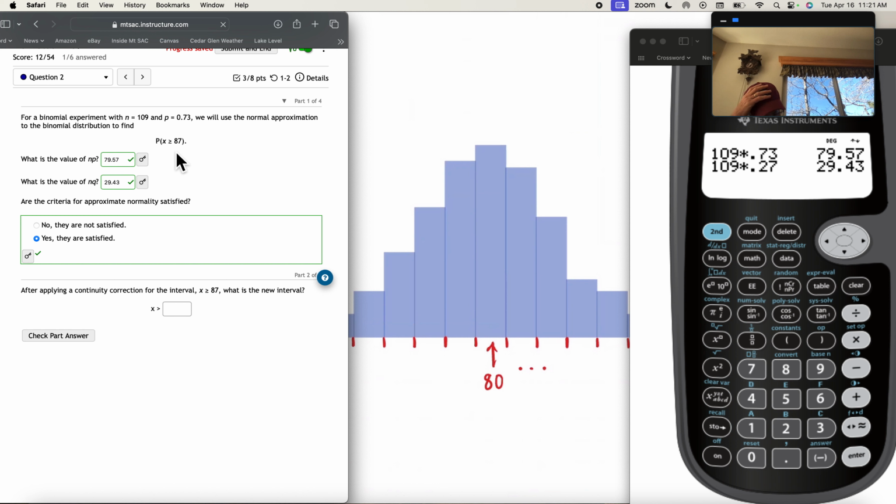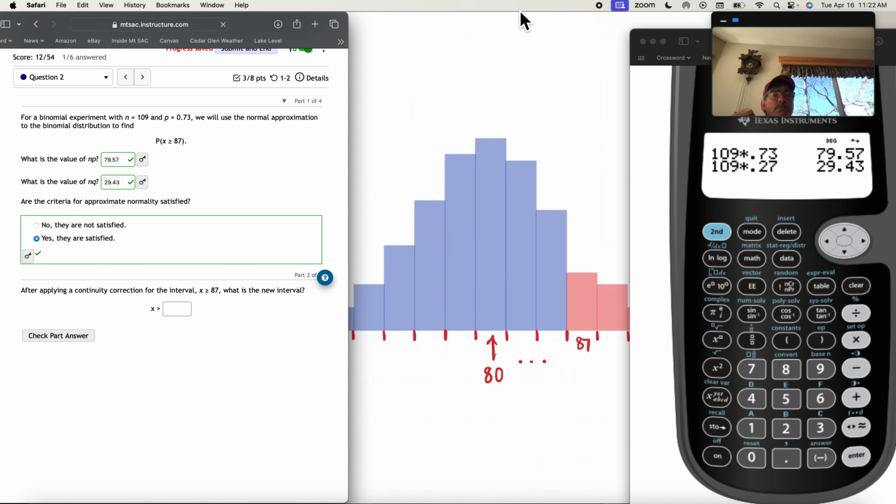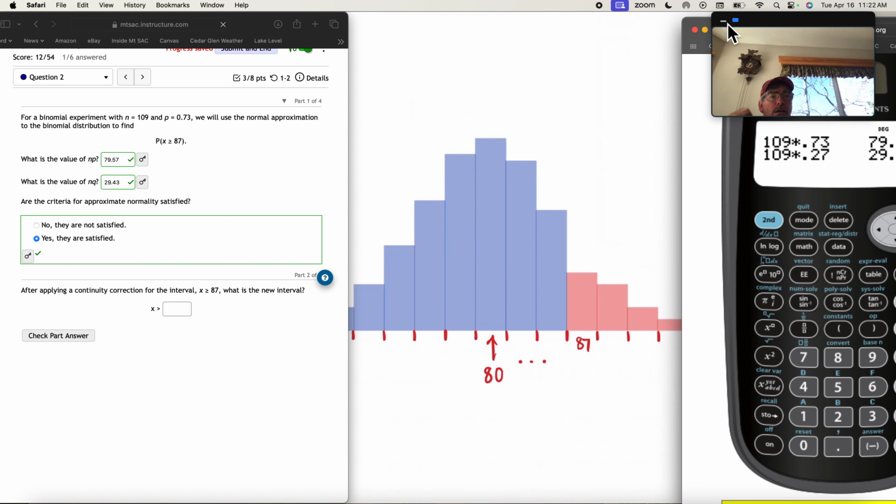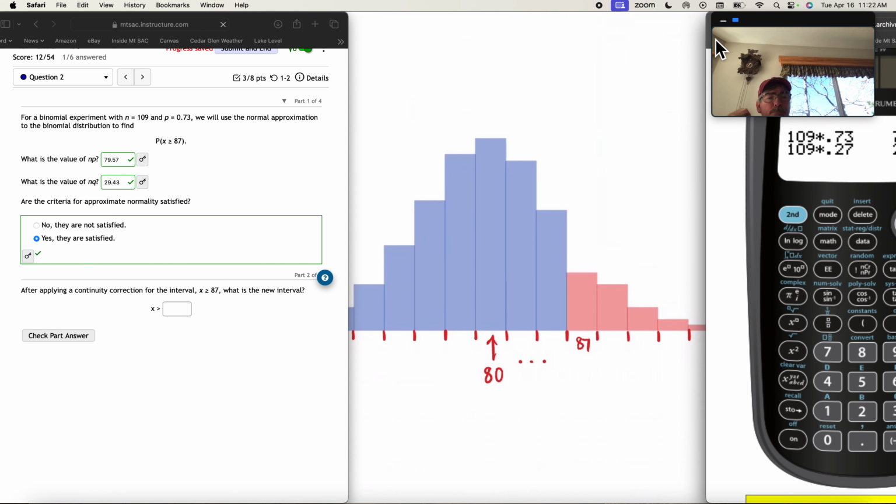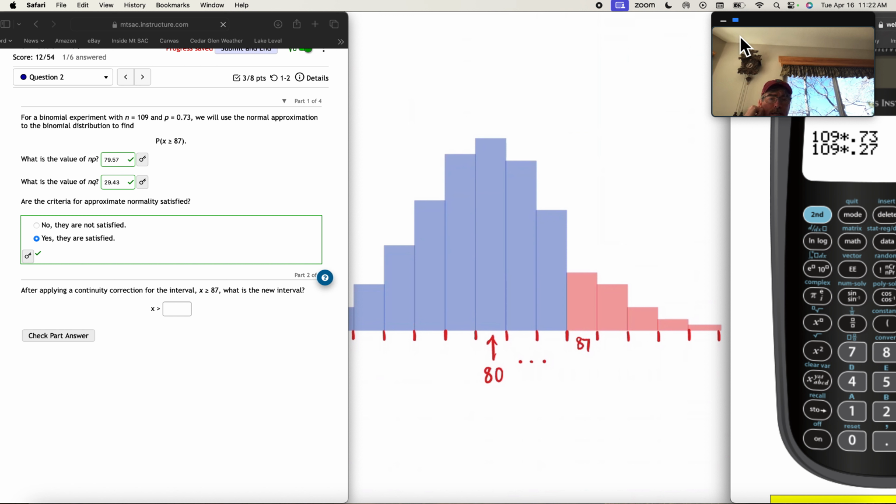So I'm going to put an 87 right here, and that is definitely not 7 bars over, even though it kind of should be. And what I want to do is include everything to the right because it's a greater than problem. So I'm going to change the colors of all these bars, maybe to red. Hang on. Let me move this over a skosh. Actually, I can move the calculator out of the way. Okay, so that's kind of the area I want.